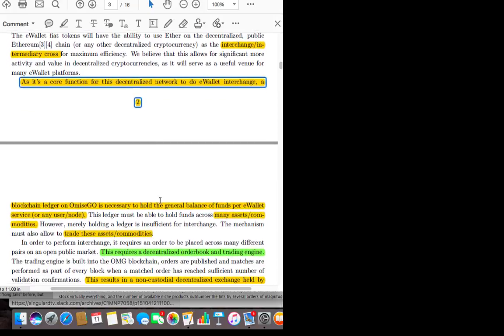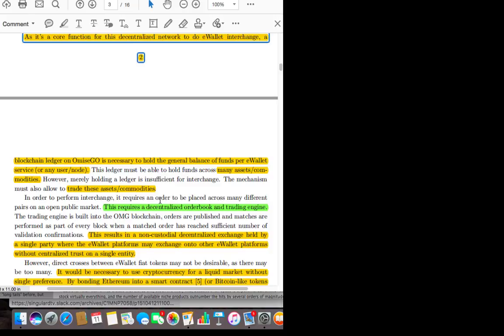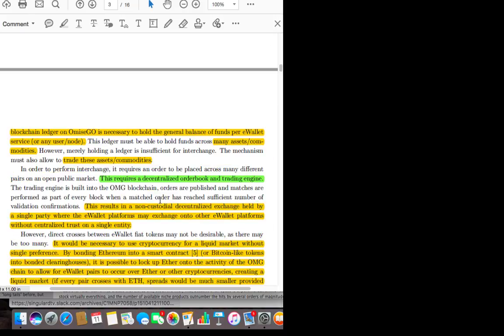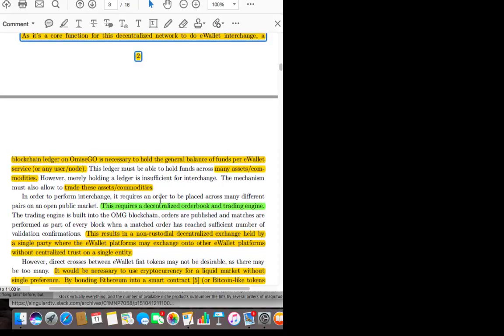At its core, for this decentralized network to do e-wallet interchange, a blockchain ledger on Omisego is necessary to hold the general balance of funds per e-wallet service. That is, any user or node. Okay, so that pretty much makes sense. But it also goes on to say, and this was another little nugget I found, that this ledger must be able to hold funds across many assets and commodities.